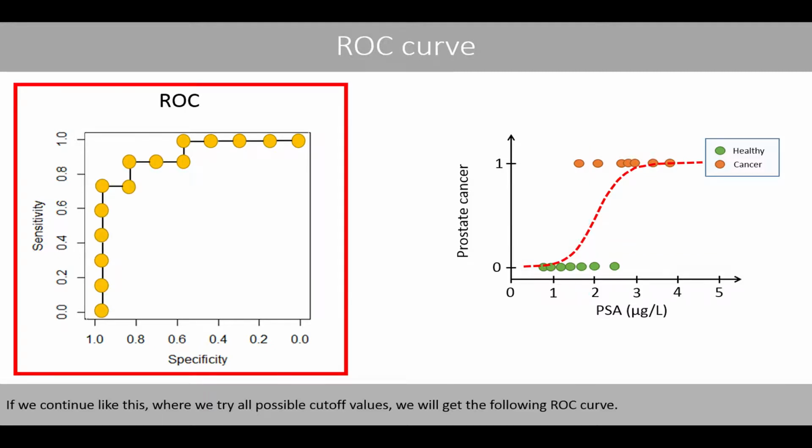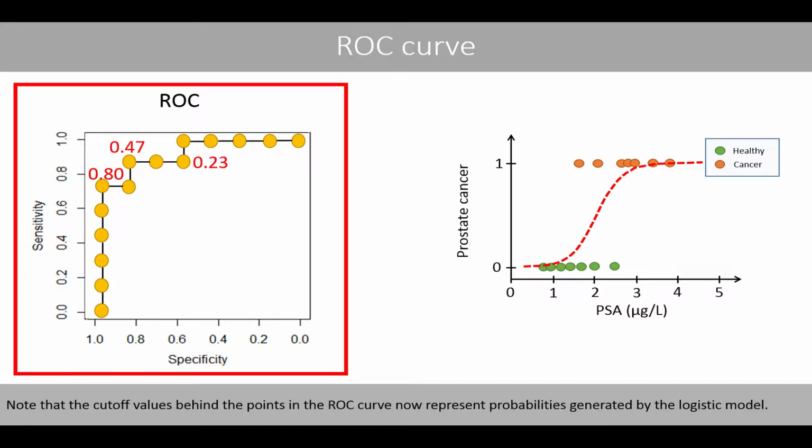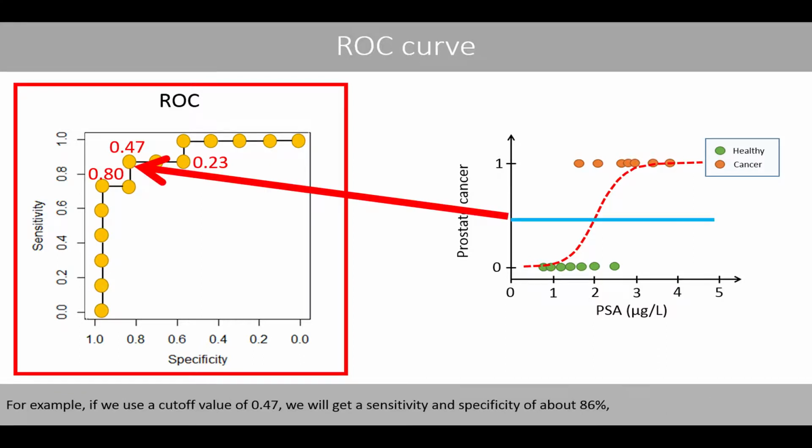If we continue like this, where we try all possible cutoff values, we will get the following ROC curve. Note that the cutoff values behind the points in the ROC curve now represent probabilities generated by the logistic model. For example, if we use a cutoff value of 0.47, we'll get a sensitivity and specificity of about 86%.